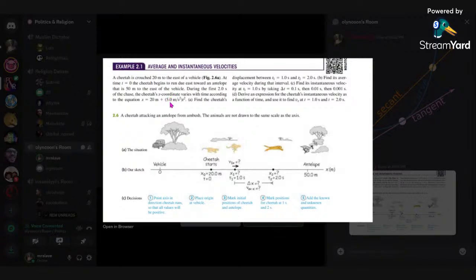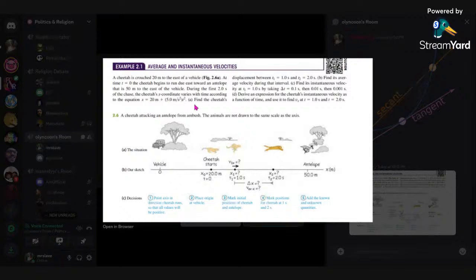So the acceleration is 10 meters per second squared. So this is what I see from this equation. The acceleration is 10 meters per second squared, basically like the force of gravity. So the cheetah accelerates at some normal rate that makes sense, 10 meters per second squared. And this is the location. This should say x is a function of t. X is a function of time.